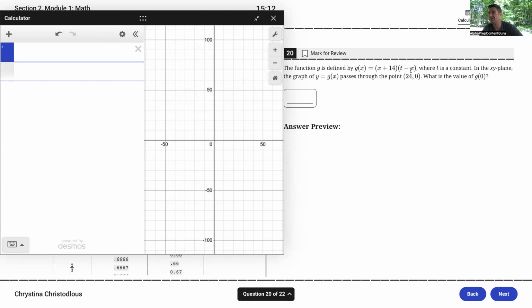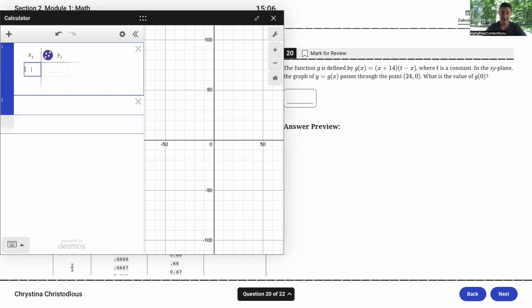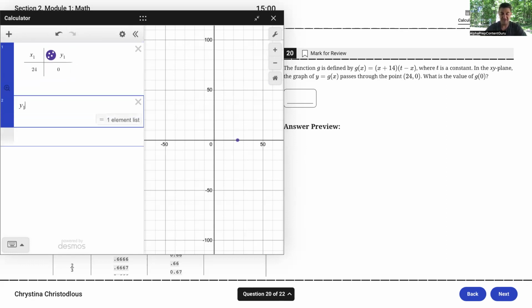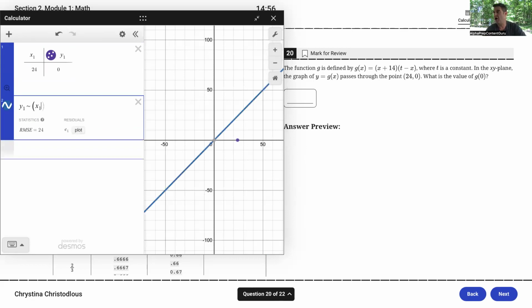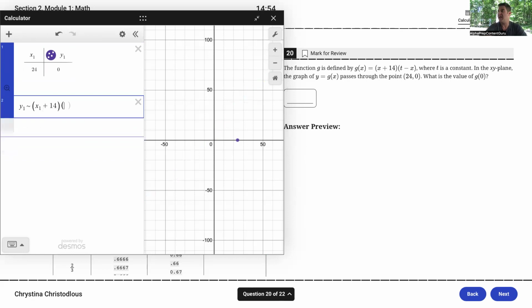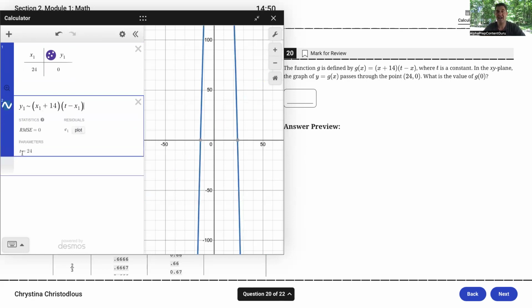All right, I've got this function. I don't know what t is. And it passes through 24, 0. This might be a little ridiculous, but again, pressed for time. Why not go for it? 24, 0. I'm going to go y subscript 1 tilde, line of best fit, x subscript 1 plus 14, and then t minus x subscript 1. It tells me t is 24, and it gives me the graph.